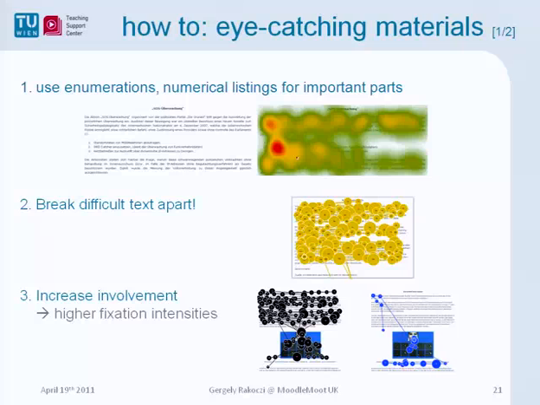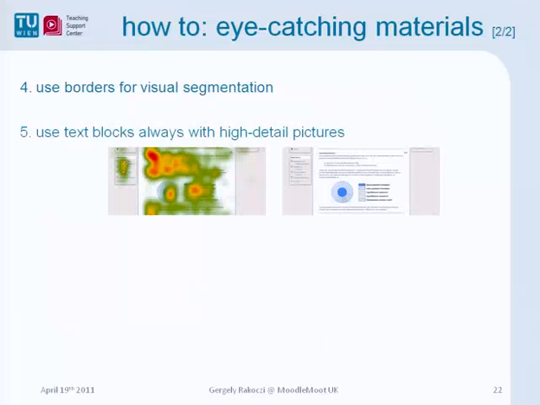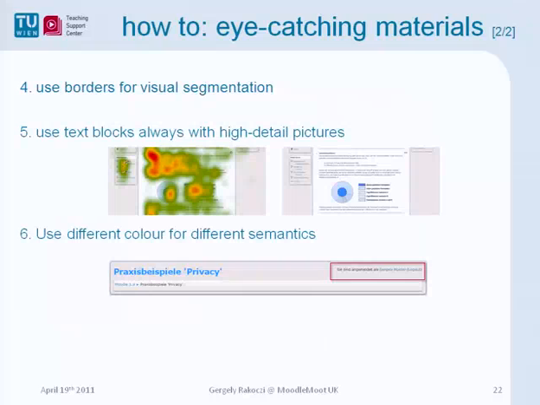Also try to increase the involvement. This picture here is from my investigation, where I had two groups. One group was motivated, the second one was not really motivated in terms of the topic. And you can see that students who are really motivated have intense fixations. Use borders with visual segmentation. It's a really good way, and this is what I try to encourage all people to do. Try to use pictures because they really get students to process elements within Moodle.